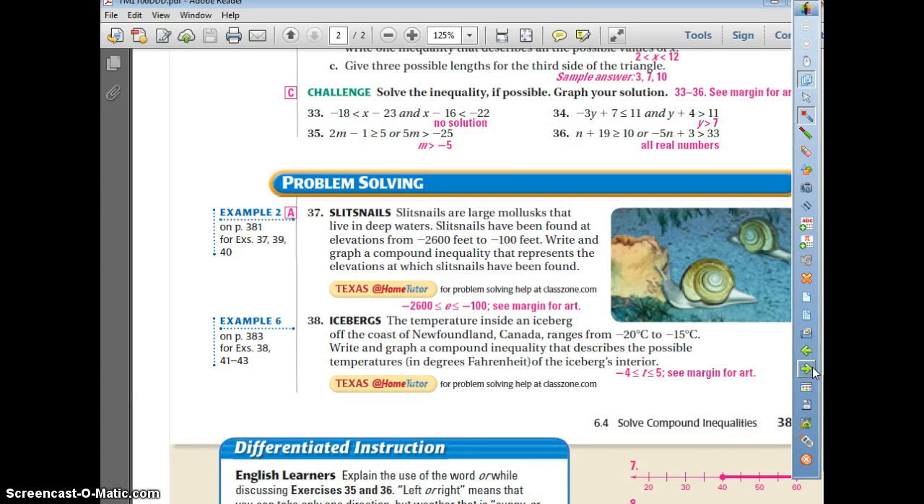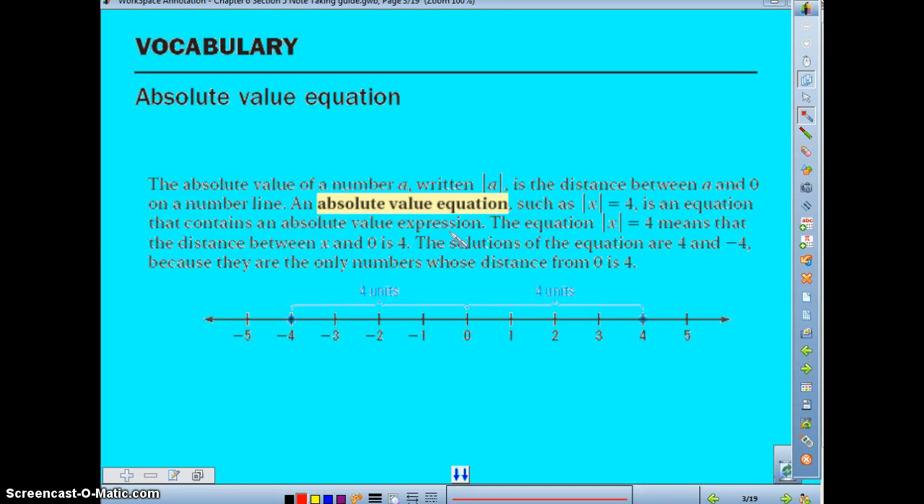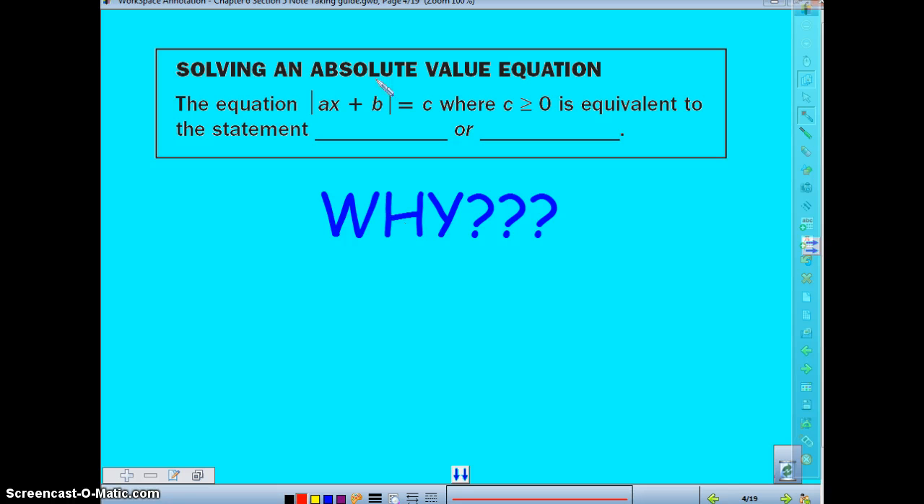Alright, so hopefully you were working on that, or you've got a good idea of how to do yesterday's solving inequality lessons. Today we're going to move on to solving absolute value equations. Remember, you're going to have two different answers on these. These are the ones that we have to split apart and create two different equations for. I'm just going to go through here.